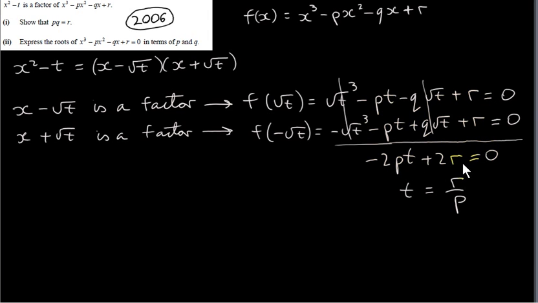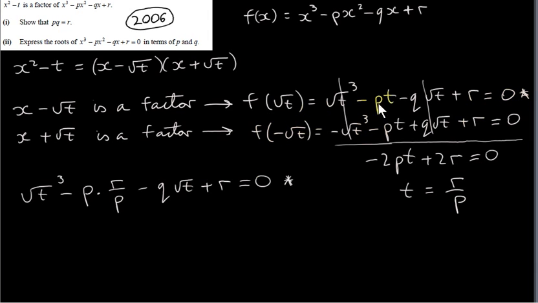We can rearrange this to get t in terms of r and p. We get t equals r over p. We just take minus 2r and divide it by minus 2p. We get plus r over p. Now, if we plug this thing into the top equation here, I've just replaced this t here with r over p.